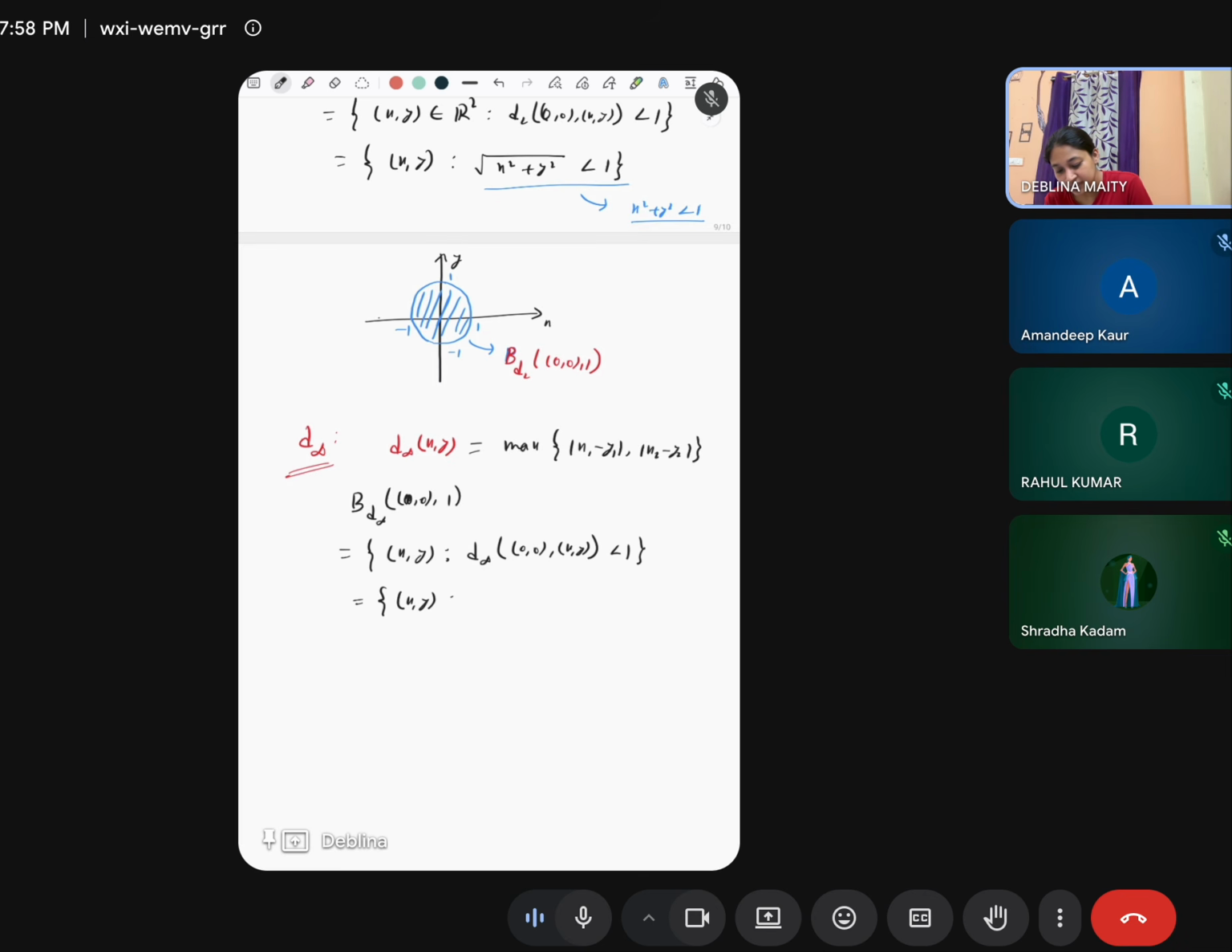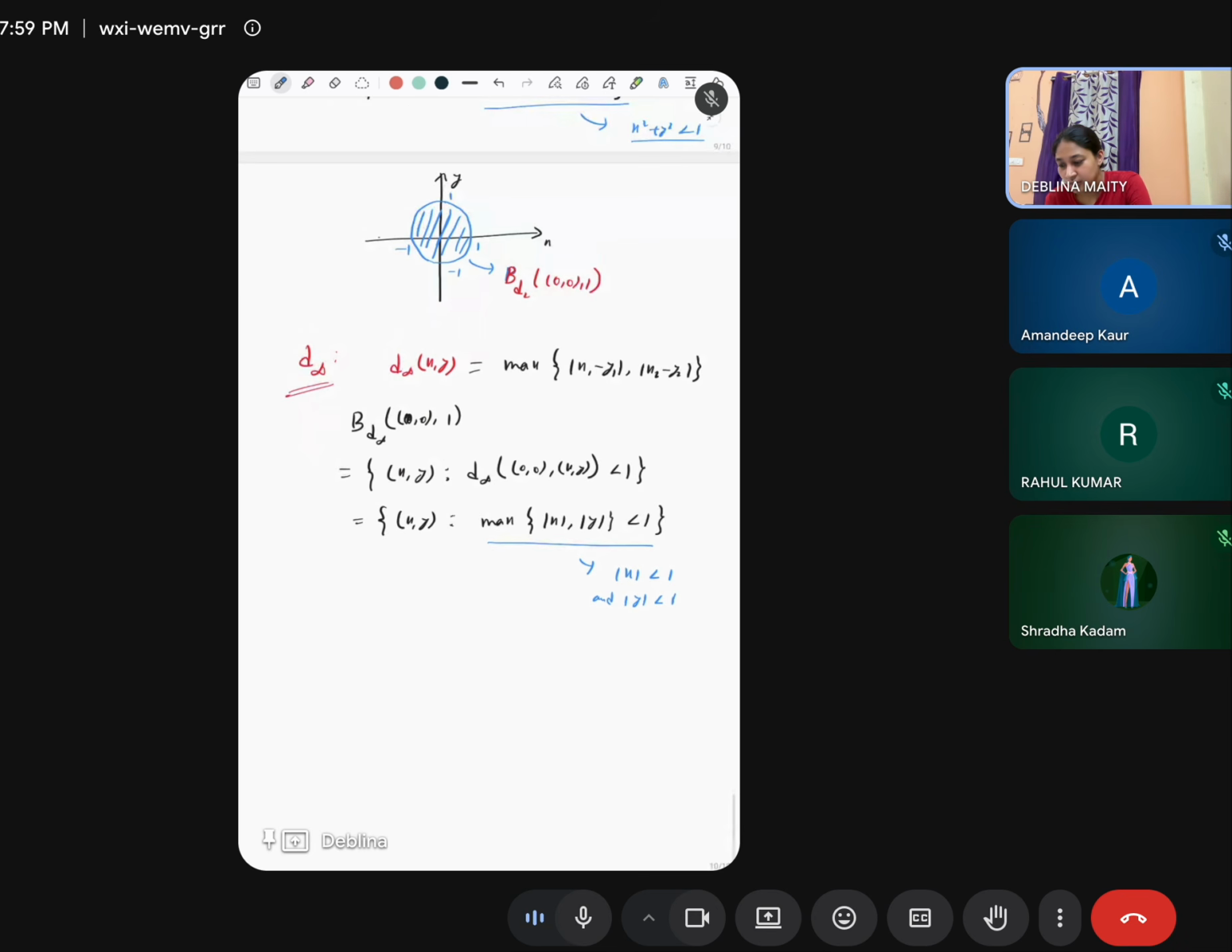So it is what? It is all those (x,y) such that the maximum of mod x, mod y is less than 1, right? Now what does it mean? Maximum of this less than 1 means mod x is less than 1 and mod y is also less than 1, right? So the figure will be what? If this is (x,y), then mod x is less than 1 means it will lie between -1 to 1, and mod y is less than 1, then y will also lie between -1 to 1. So it is a square.